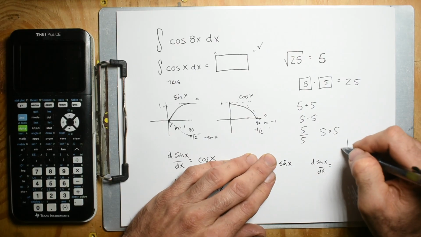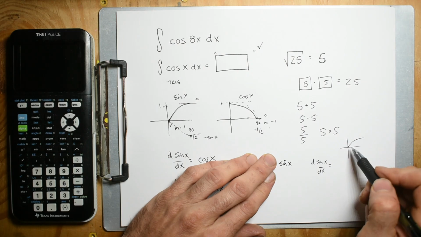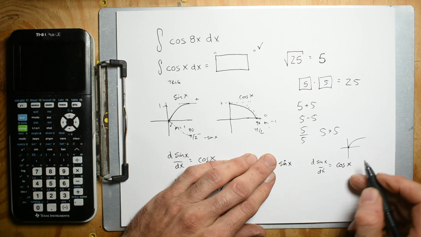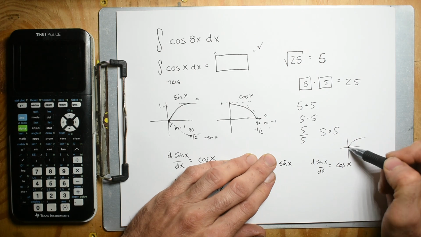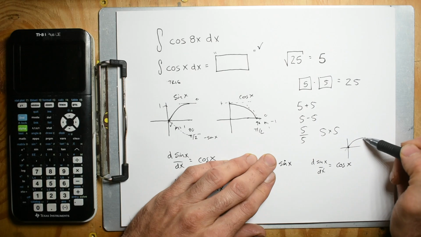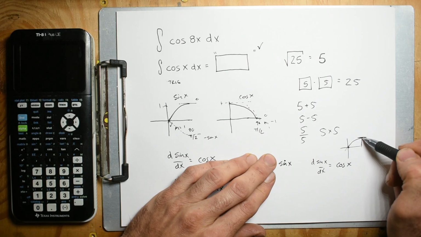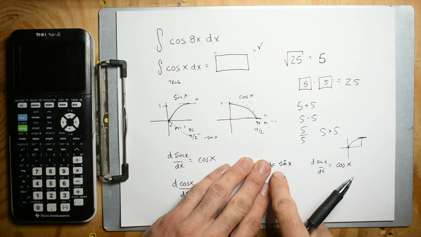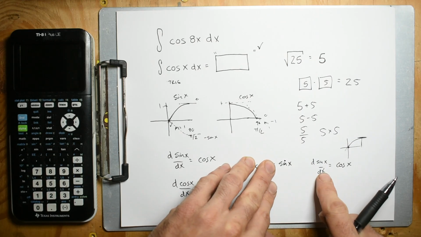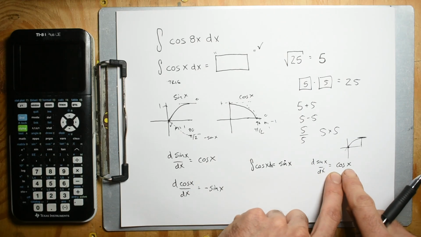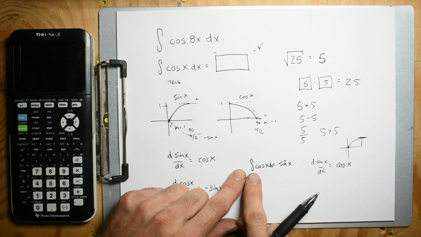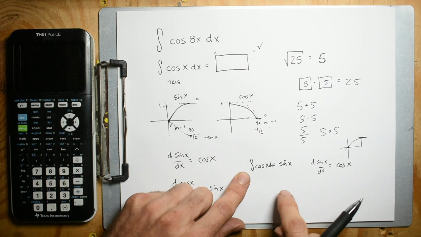Draw the little graph. There's sine x, the derivative of it, 1 and 0, that's going to be cosine x, because cosine of 0 is 1, and cosine of 90 degrees or pi over 2 is 0. So we took the integral, and the derivative was cosine. So that means that, and still that mentally is very difficult for me.